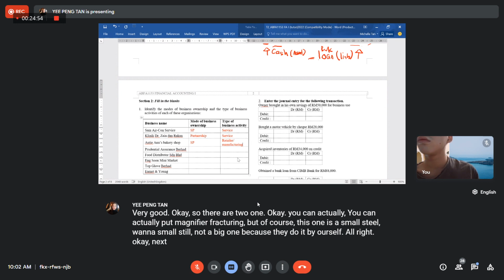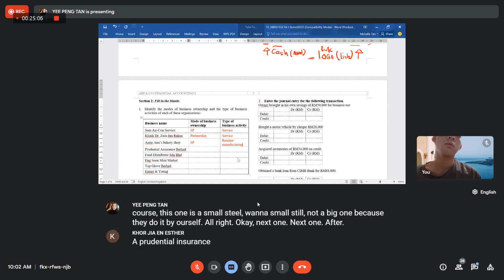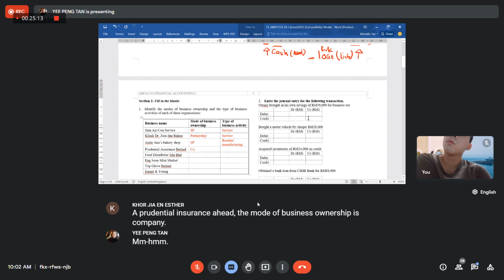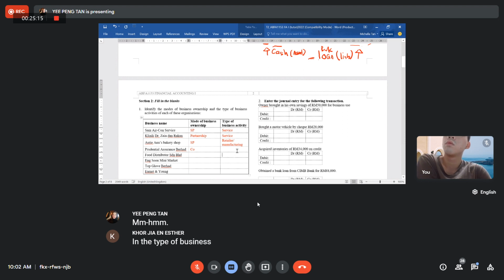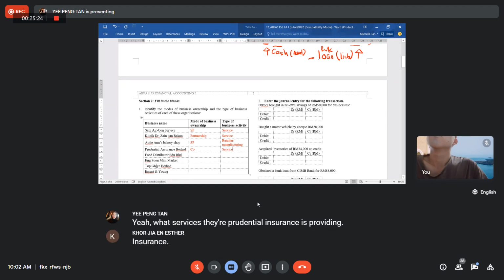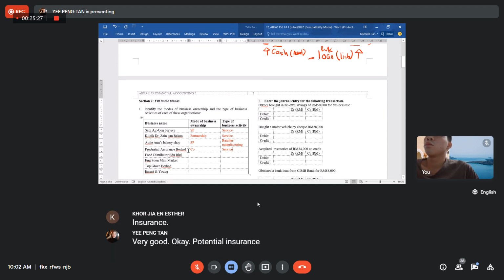Okay, next one. Esther. Prudential Insurance Berhad, the mode of business ownership is company, and the type of business activity is service industry. What services is Prudential Assurance providing? Insurance. Very good. It's selling insurance.